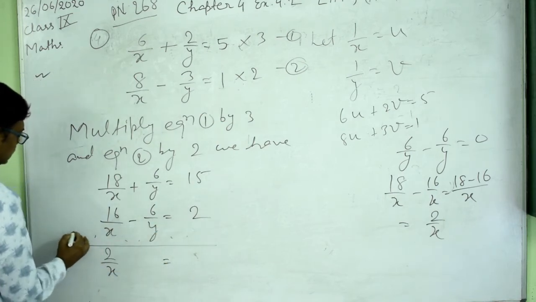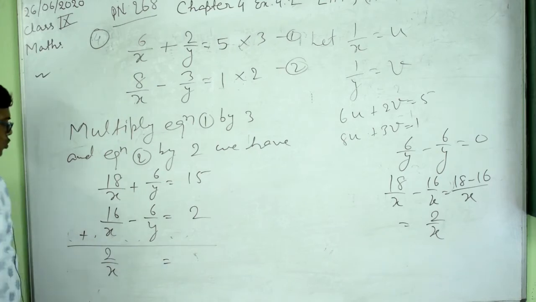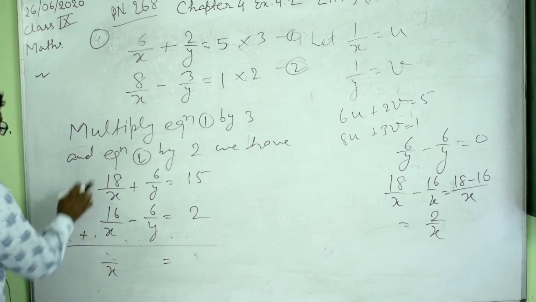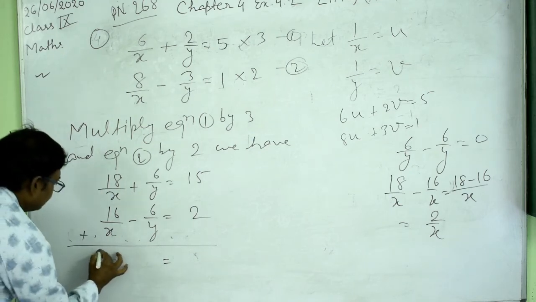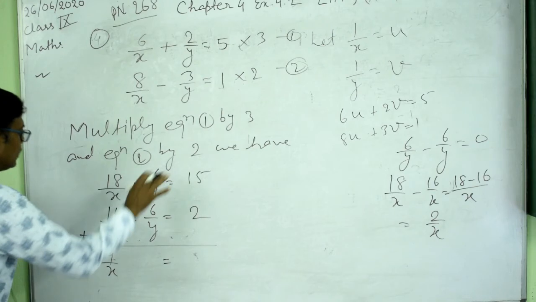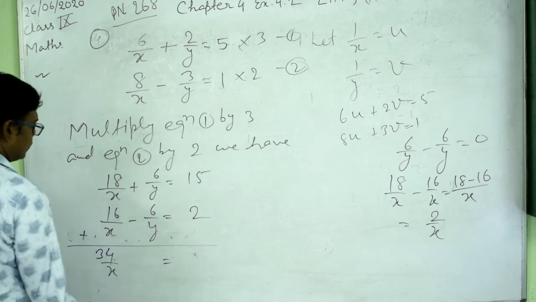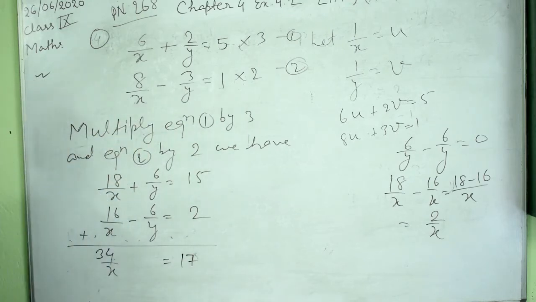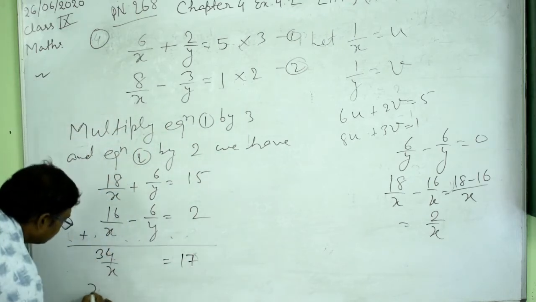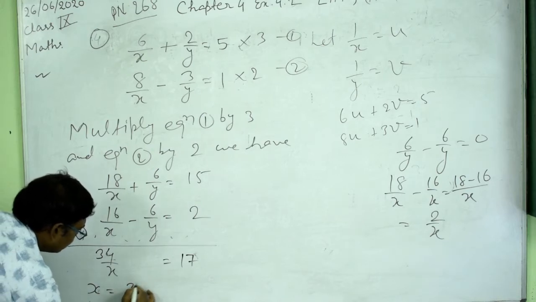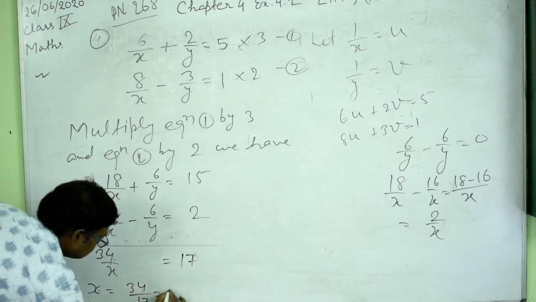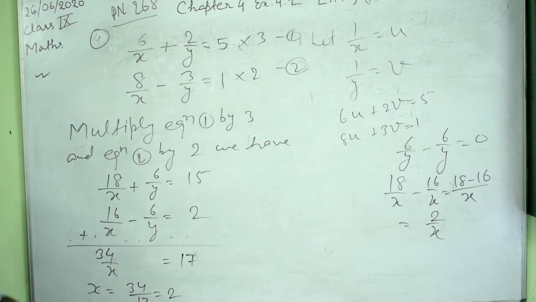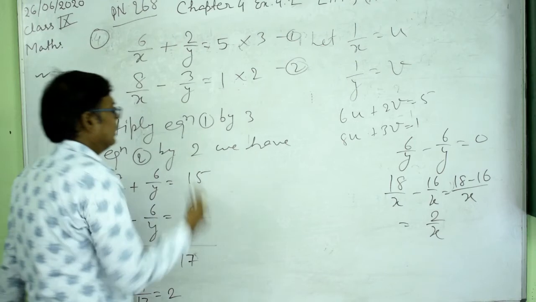So when you add this, that is plus and then plus, what will happen here is 18 plus 16 will be 34, okay. And this will again, because 6 by y minus 6 by y is 0 here again, and this will be equal to 17, okay. So now you have x equals 34 by 17, that is 2, okay. So x equals 2 I have got, and then put the value of this x equals 2 in any of the equations.